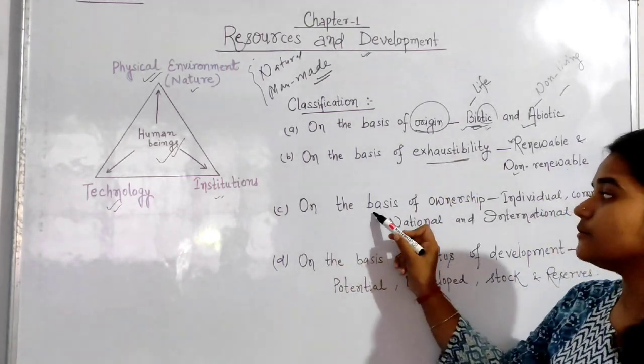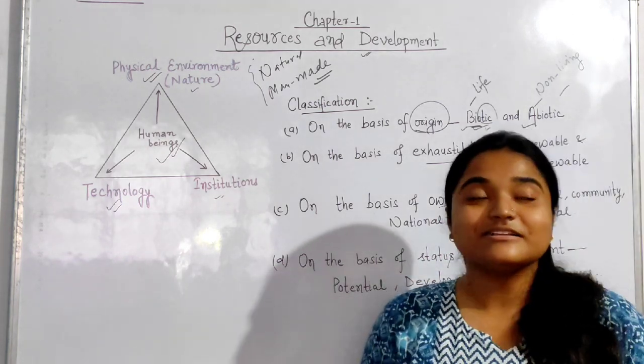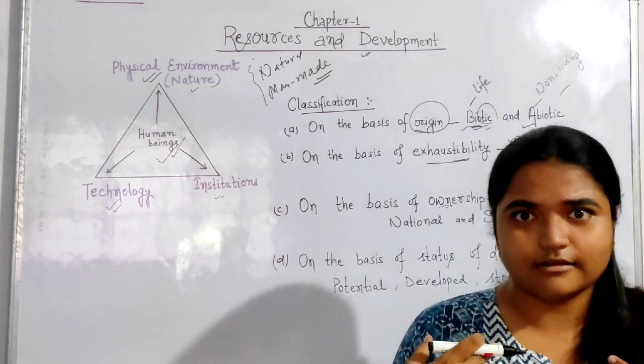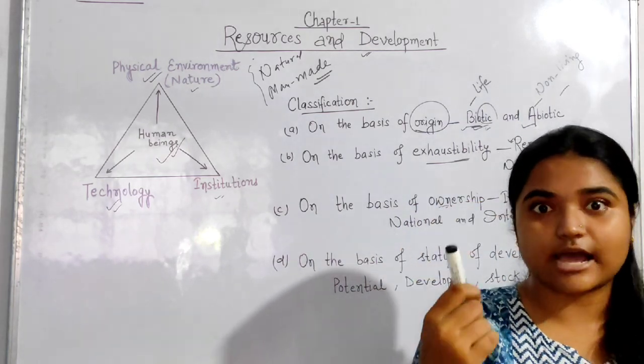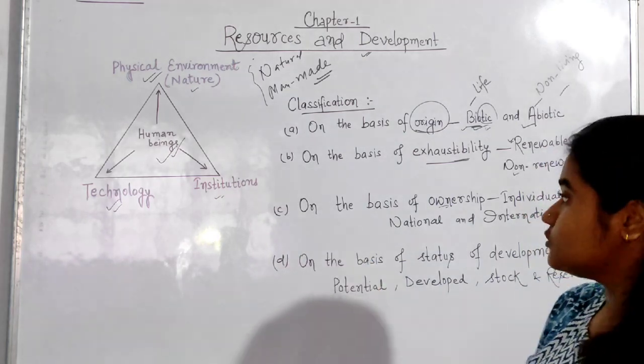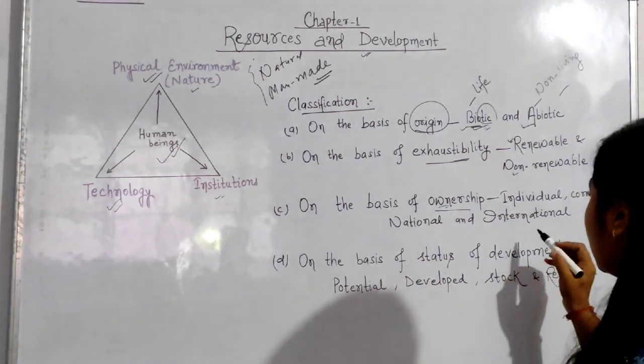Okay. Next basis is ownership. What is ownership? Like this marker is mine. It means I own this. I am the owner of this marker. I am the owner of this whiteboard, isn't it? So that is ownership. On the basis of ownership also, we have how many?